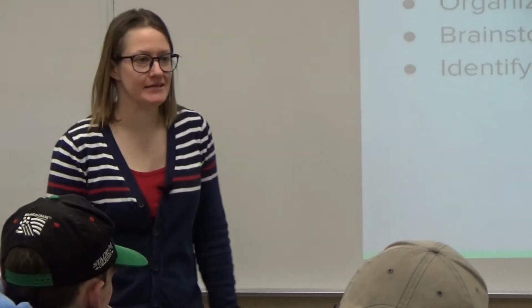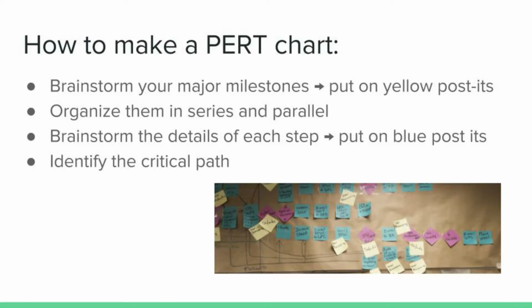So how do you even make this? First, you just want to brainstorm all of the high-level, major things that you have to do, milestones. And I think the best thing to do is to use Post-its or something that's easily moved around. Because once you've listed them all, you're going to organize them into what things have to happen in series, one right after the other, and what things can happen at the same time.